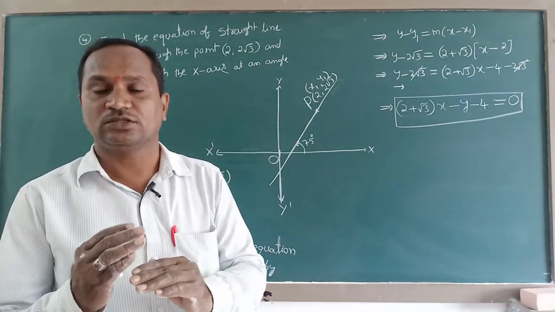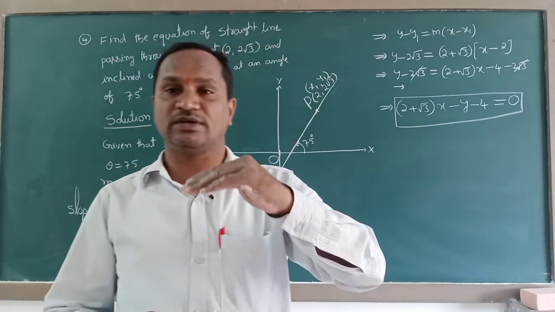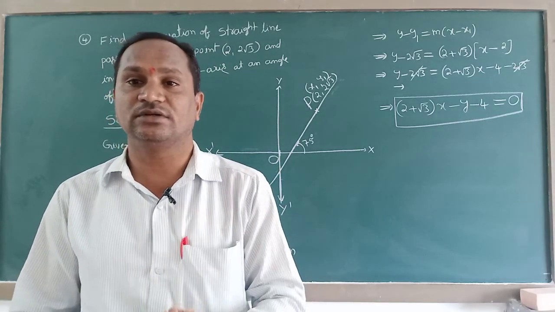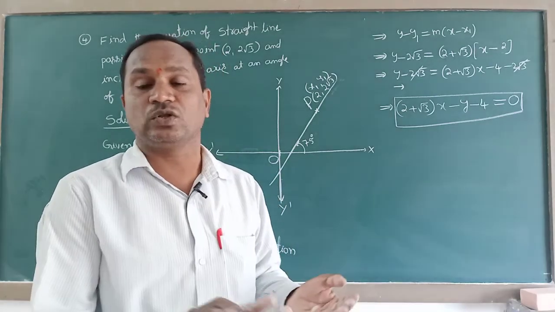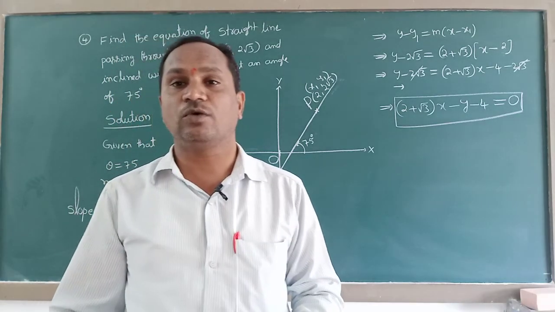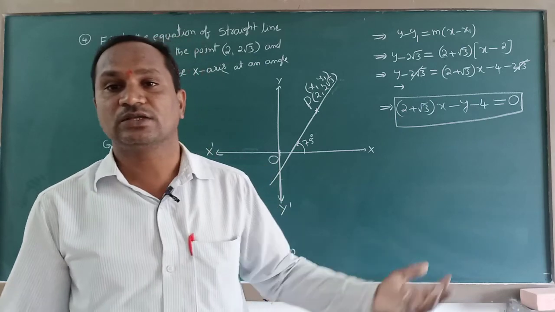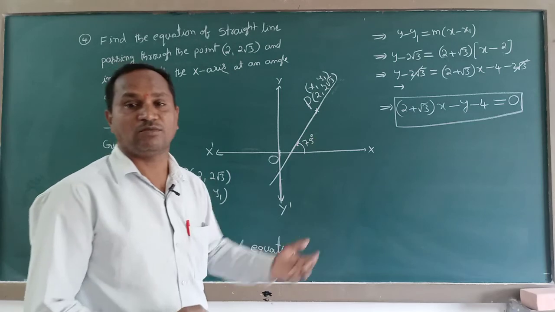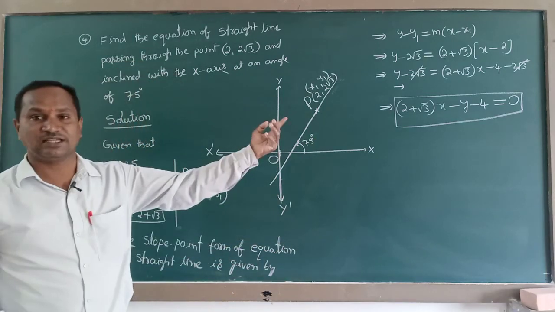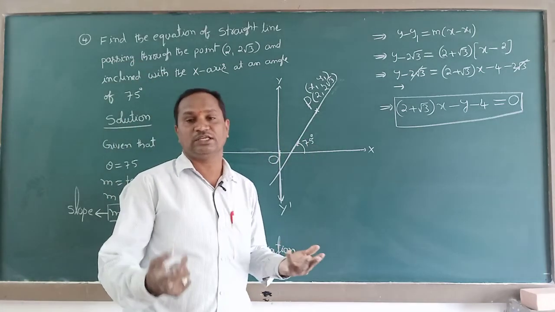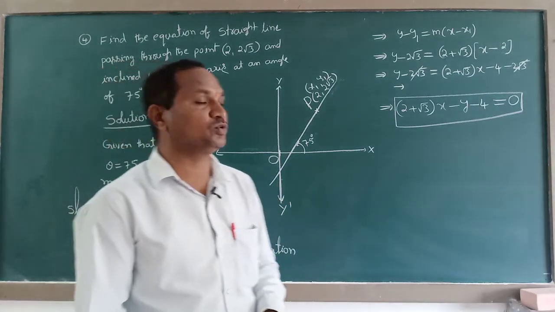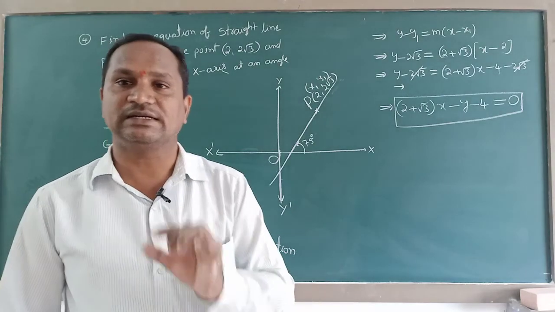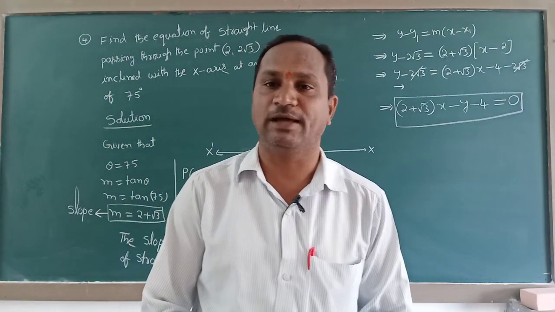The coordinates of that point we must consider as x1 comma y1. If we do like that, we know the slope and a point. If you know the slope and a point, we can easily apply the slope point form formula. By substituting all these three values in that formula, finally we got the equation of the straight line as 2 plus root 3 of x minus y minus 4 is equal to 0, which is our required equation of the straight line for this problem.